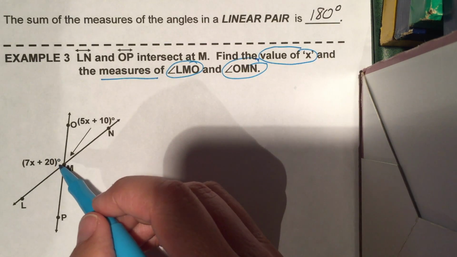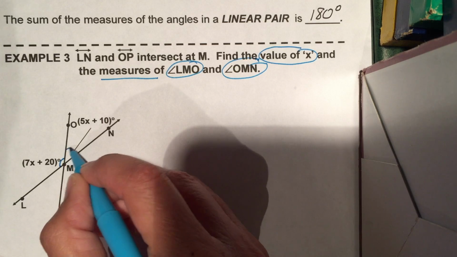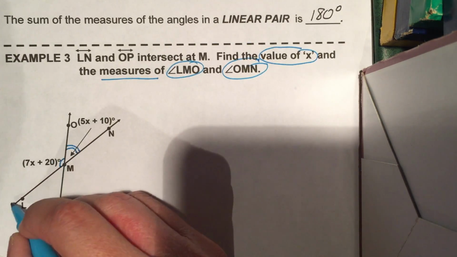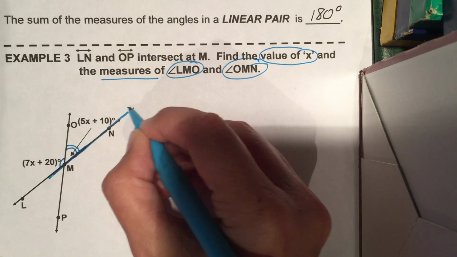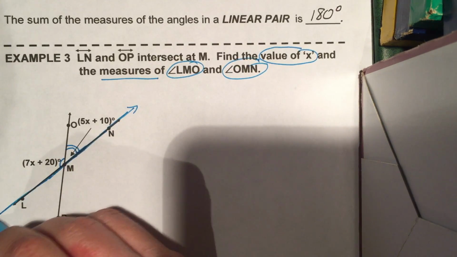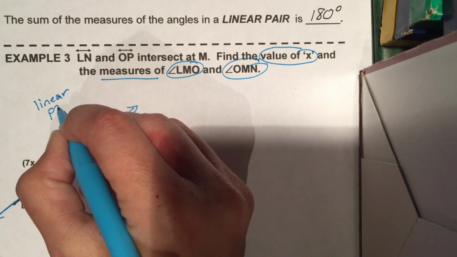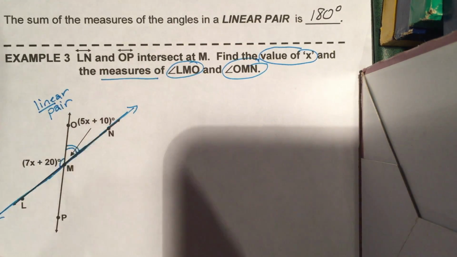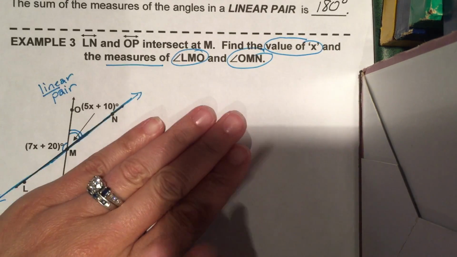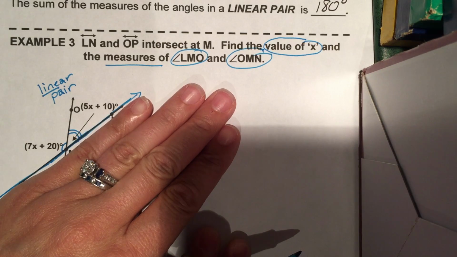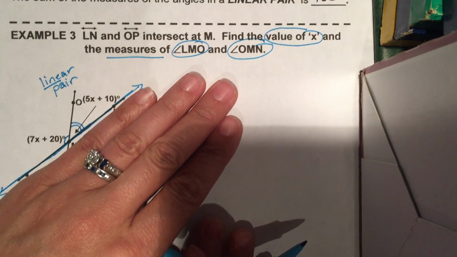So let's look at the picture. 7x plus 20 is this angle, and 5x plus 10 is this angle. If I look at these 2 angles here, what are they forming? They form a straight line, right? So that's what makes my linear pair. They make a straight line. If I were to put my hand here and eliminate these angles, those 2 angles together that we're looking at make a straight line, which means their sum is 180.